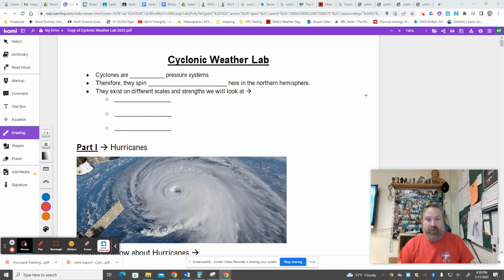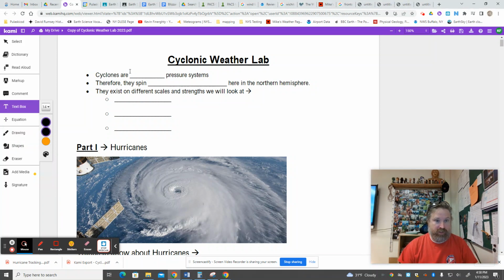How's everybody? So, cyclonic weather. What we're going to do in this lab is a three-part lab, and we're going to look at the three basic types of cyclones, which are all low-pressure systems. Remember, this is where the action is.